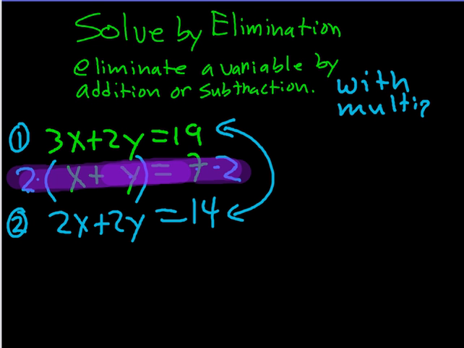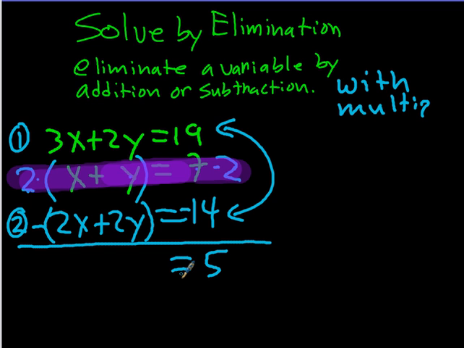If I subtract a number from itself, I get 0. So if I subtract 3 from 3, I get 0, or 2 from 2. In this case, I'm going to subtract 2. So I'm going to subtract the second equation from the first. I'm going to subtract the 14. 19 minus 14 is 5. 2y minus 2y is 0. 3x minus 2x is just x.